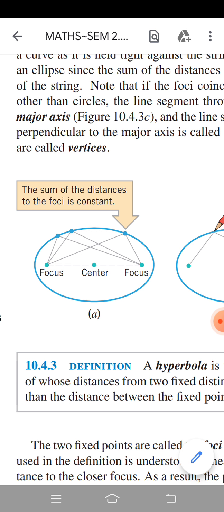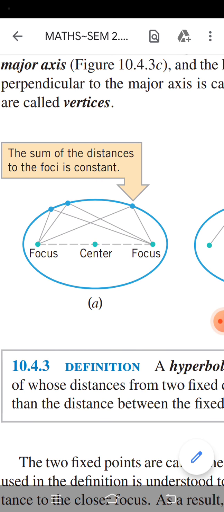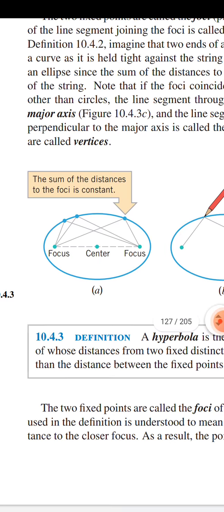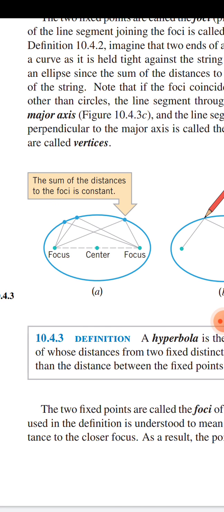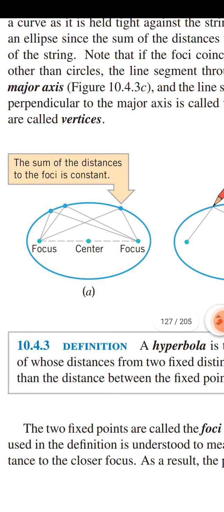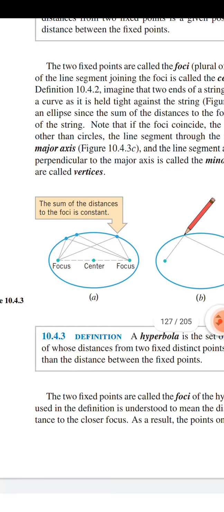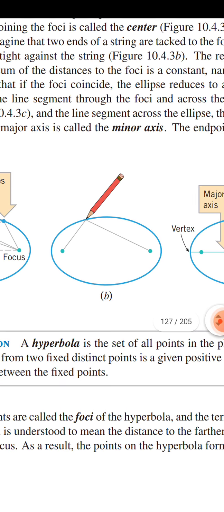In case of an ellipse there are two focuses, which are shown here in light green color. We call these two focuses, in plural form, foci. The sum of the distances from the foci is a positive constant, and it should be greater than the distance between the foci to each other. So the sum of the distances to the foci is constant. I will give you an example.